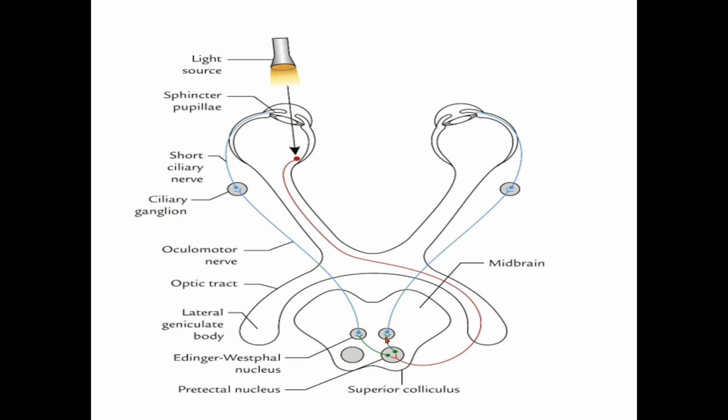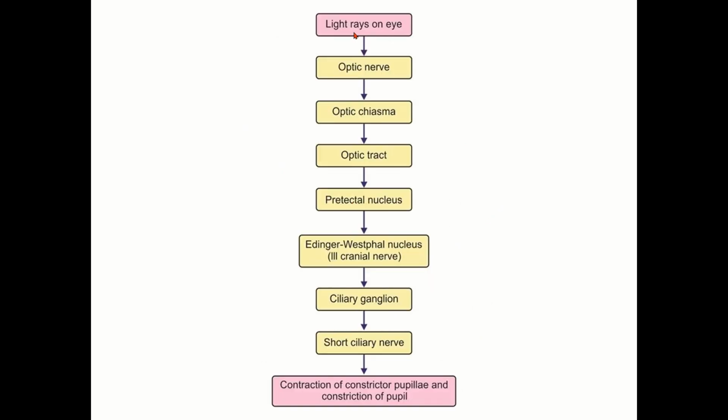In the same way here also, from the Edinger-Westphal nucleus, the oculomotor nerve, the ciliary ganglion, the short ciliary nerves, and to the constrictor pupillae, with constriction of the pupil. This one is the direct light reflex, and this one is the indirect light reflex. So the pathway is: light rays on the eye, optic nerve, optic chiasma, optic tract, pretectal nucleus, Edinger-Westphal nucleus, ciliary ganglion, short ciliary nerve, and contraction of the constrictor pupillae and constriction of the pupil.